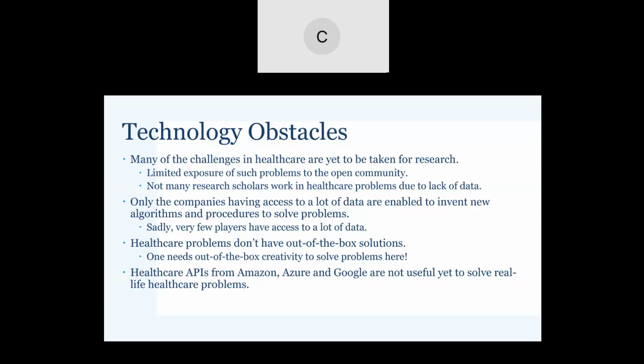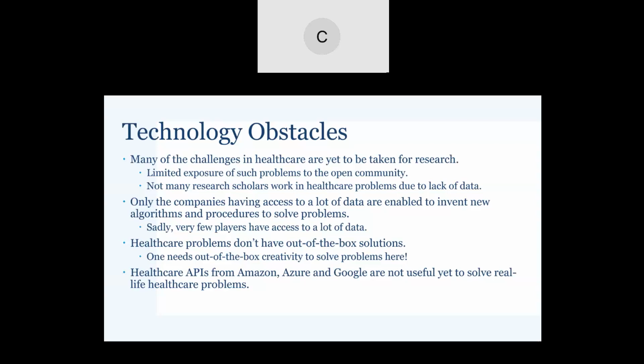The same problem coming from one customer, if a similar problem comes from a different customer, the settings are very different, the expectations are very different, and overall the problem itself is very different. So there is so much uniqueness, leading to less reusability of solutions, which is making it very hard for technology to progress faster, right? And there are healthcare APIs offered by Amazon, Azure, and Google, but none of it is practical.